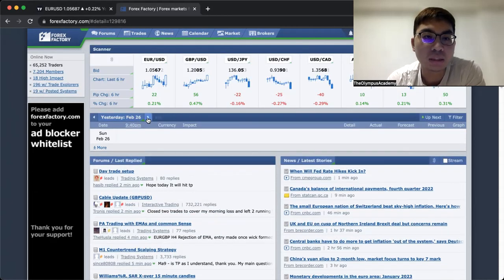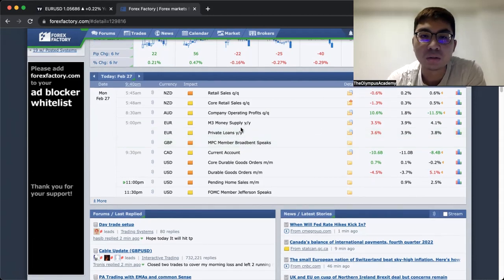Just looking at news events today, the M3 money supply, the euro news overall is just very bearish. So I'm still looking for shorts on the euro dollar. I'm actually focusing on the euro dollar.